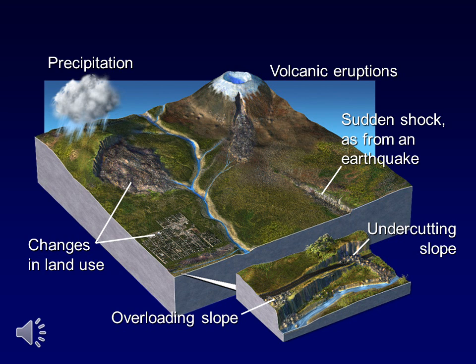If they're near a coastline, landslides can also trigger a tsunami if it's a large enough landslide. This is usually associated with underwater landslides.